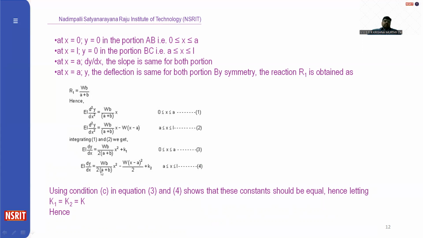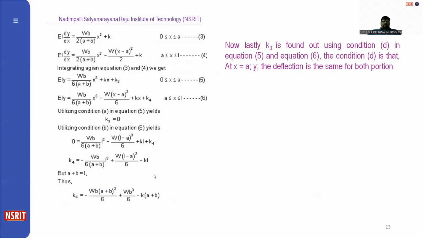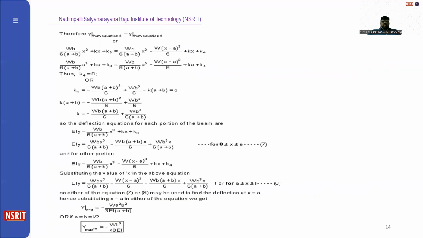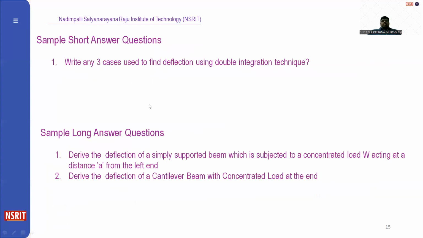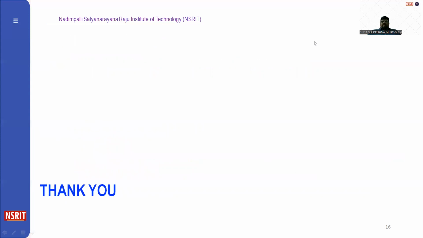On integrating, I got EI dy by dx is equal to Wb by 2(a plus b) x square minus W into (x minus a) whole square by 2 plus K2. On simplifying the equations, I can get K1, K2, K3, K4. For better understanding, we'll solve both in the classroom. These are some important questions asked in your university examinations. Thank you, and please don't mind the distance in the class.